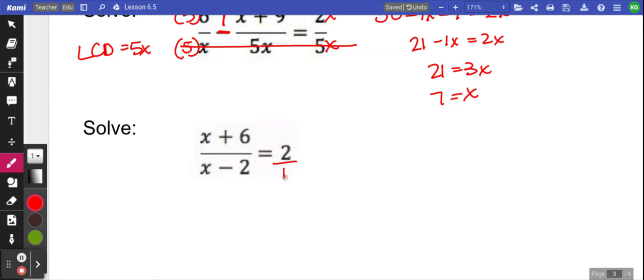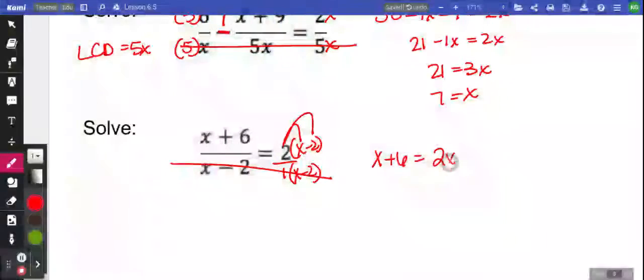On this last one, I'm going to put the 2 over 1, and so I'm going to multiply by x minus 2, which now makes those the same, and that would give me the equation x plus 6 equals 2x minus 4. Subtract the 2x and add the 4, and then x is 10.